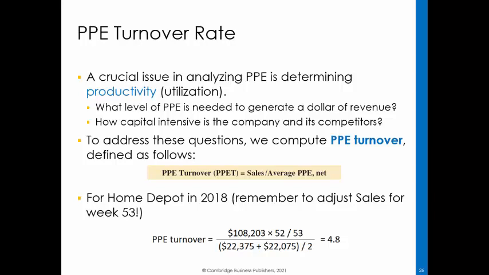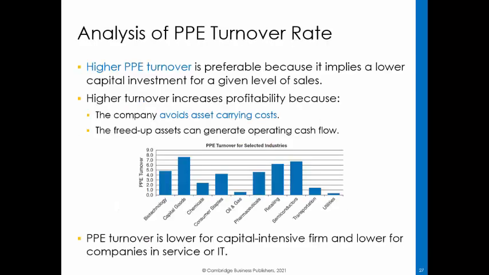To analyze this turnover, we would compare it to prior years and to competitors and industry benchmarks. Higher property, plant, and equipment turnover is preferable to lower. A higher turnover implies a lower capital investment for a given level of sales. Higher turnover, therefore, increases profitability because the company avoids asset carrying costs and because the freed up assets can generate operating cash flow.